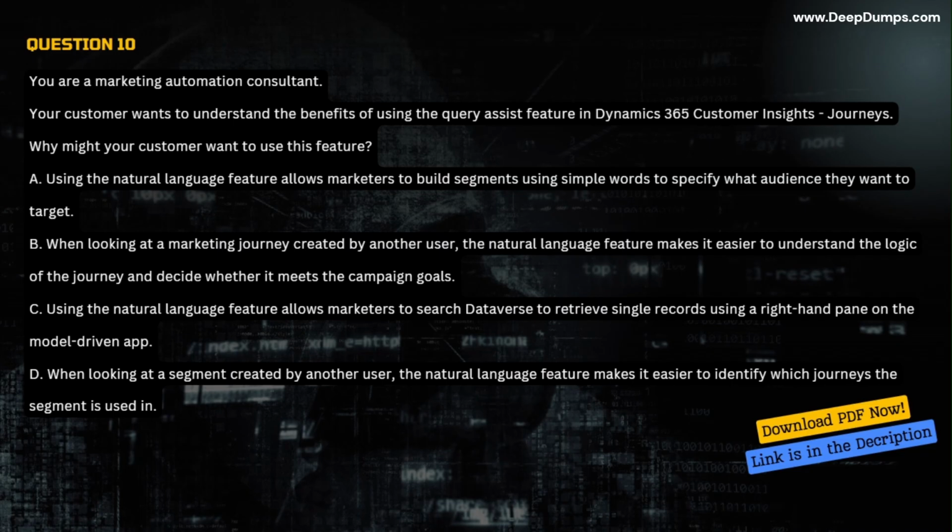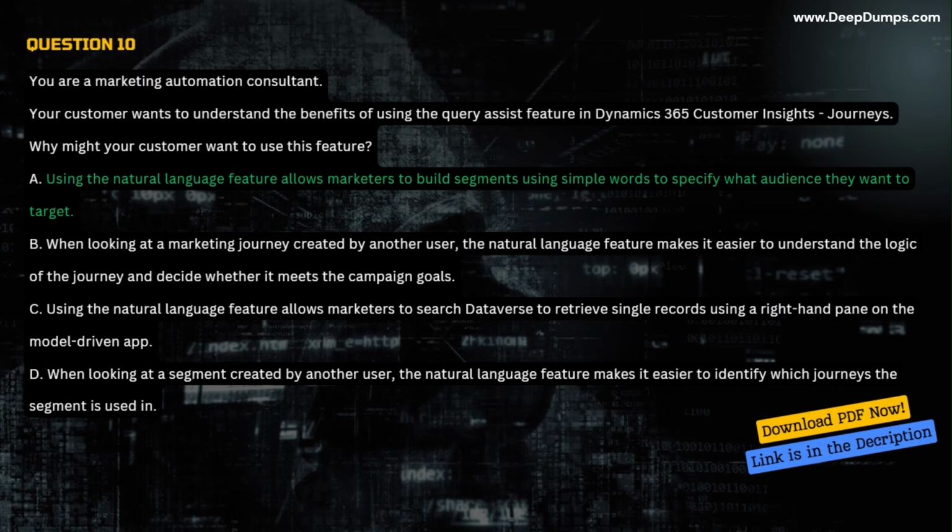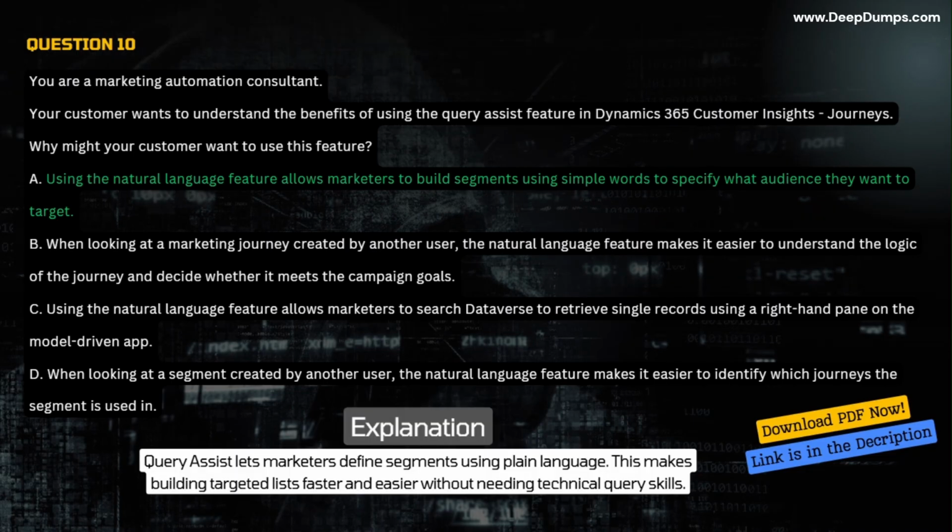C. Using the natural language feature allows marketers to search Dataverse to retrieve single records using a right-hand pane on the model-driven app. D. When looking at a segment created by another user, the natural language feature makes it easier to identify which journeys the segment is used in. Correct answer A. Using the natural language feature allows marketers to build segments using simple words to specify what audience they want to target. Explanation. Query Assist lets marketers define segments using plain language. This makes building targeted lists faster and easier without needing technical query skills.